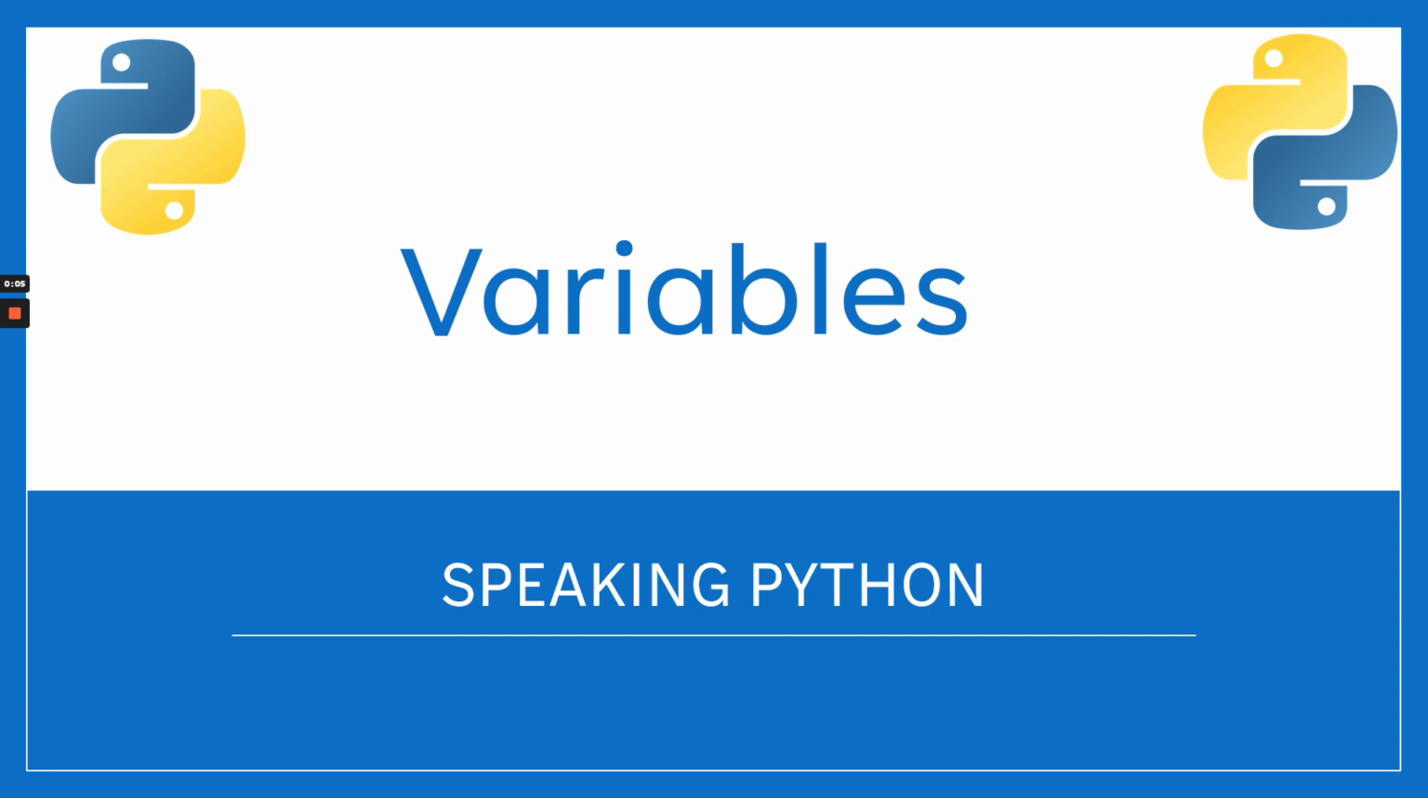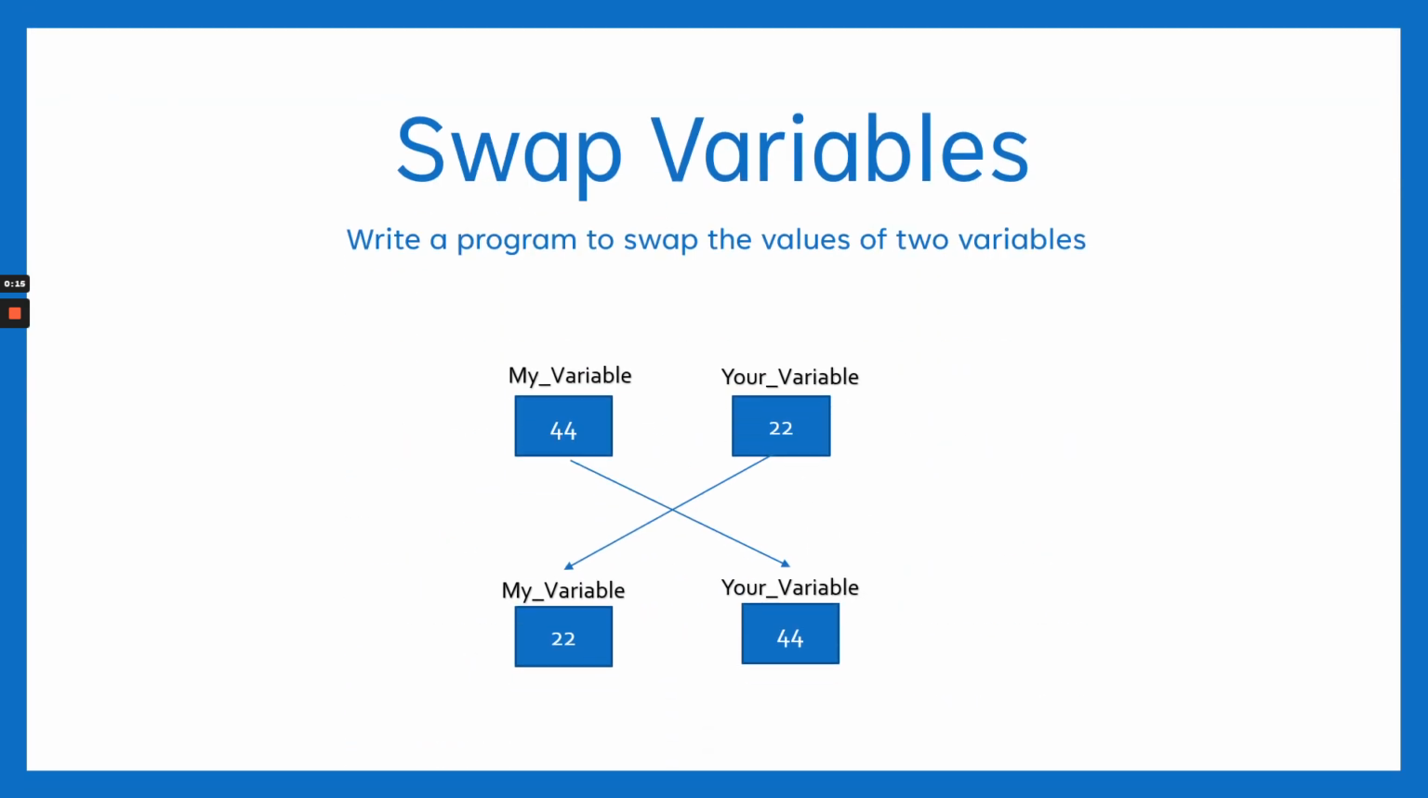Welcome back. So we're going to go back to the problem that we discussed in the previous video about variables, where we wanted to swap the values of two variables. To refresh your memory, this is the exact problem we were talking about. You have a variable called my variable, another one called your variable. They each have a value. The first one has a value of 44, the second one has the value of 22. I asked you to write a little piece of Python code which could swap these two variables.